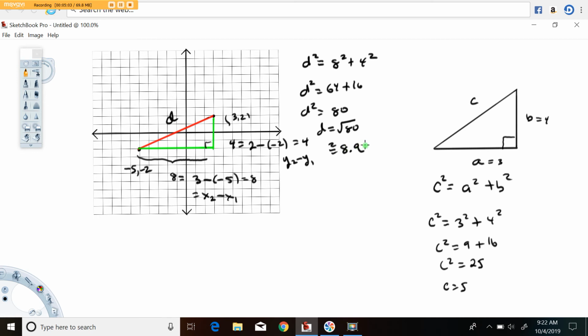So in order to calculate the distance between 2 points, you draw the points, put them on a plot, and make yourself a triangle by going over and up, or maybe up and over, it doesn't really matter. Find the horizontal distance, find the vertical distance, and apply the Pythagorean Theorem.